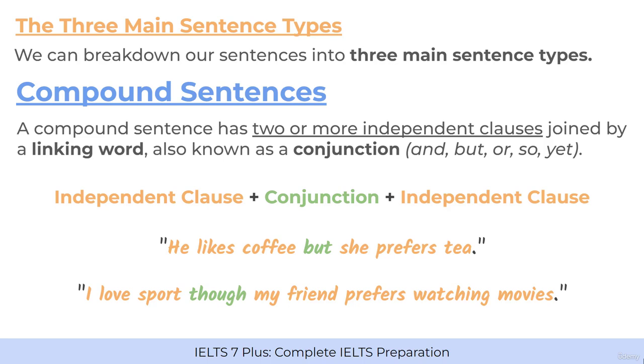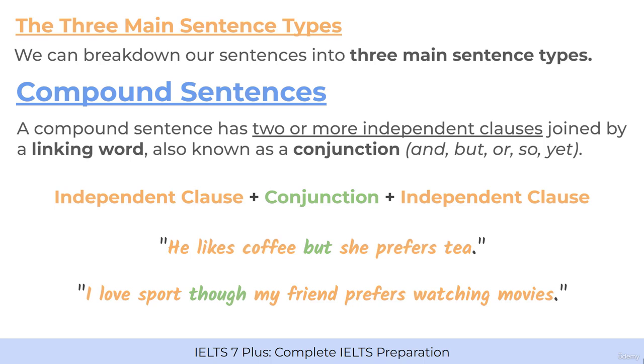I love sport, though my friend prefers watching movies. So, two independent clauses. I love sport. I could full stop there and leave it, but actually I'm creating a compound sentence. Though, so again, contrast and additional information. So slightly different use, contrast and more information. My friend prefers watching movies. So that's all I say on compound sentences. You can see there's a range of linking phrases we can use, but it's two independent clauses joined in the middle by linking words.